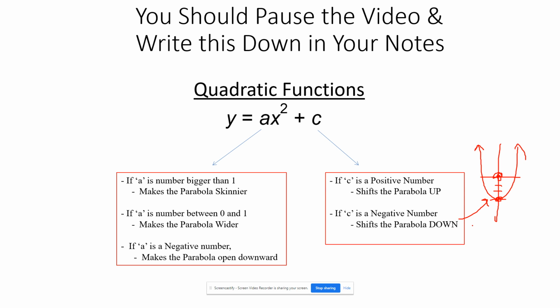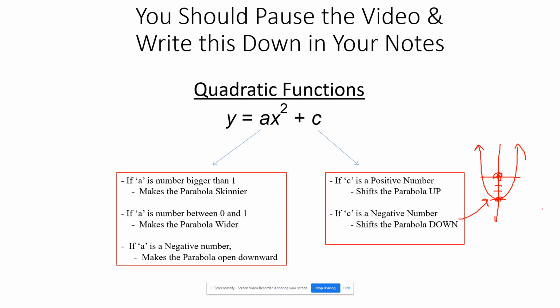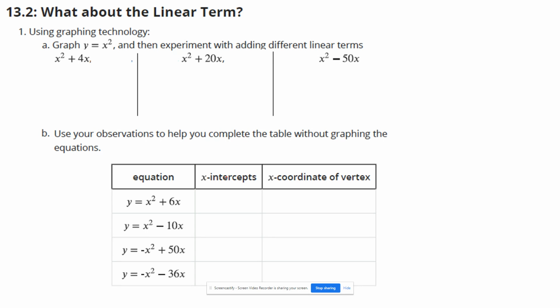We're continuing. Now that we talked about the A and the C term, we're going to talk about the B term. If you remember, the general standard form quadratic equation is y equals ax squared plus bx plus c. Right now we're going to talk about the B term. It says, using graphic technology, so we're going to continue using Desmos. It says graph y equals x squared, which we already know, and then experiment with adding different linear terms. So we're going to start with the first one here.